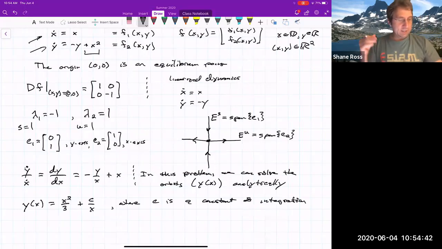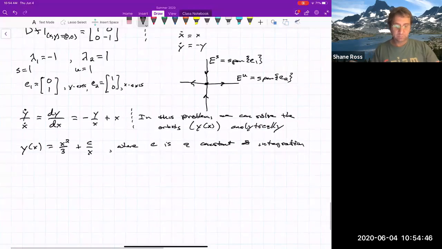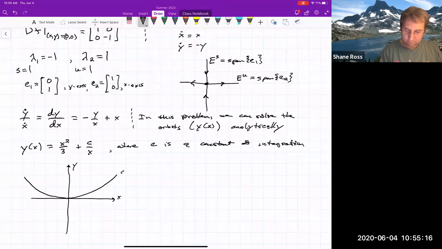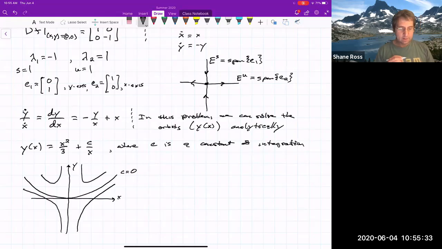So now we could just try different values of c and plot the curves. Let me write x and y. So for c equals 0, we'll get a parabola. So here's c equals 0. We get this thing. For c greater than 0 and less than 0, we get other curves. As c goes to infinity, we get the y-axis.